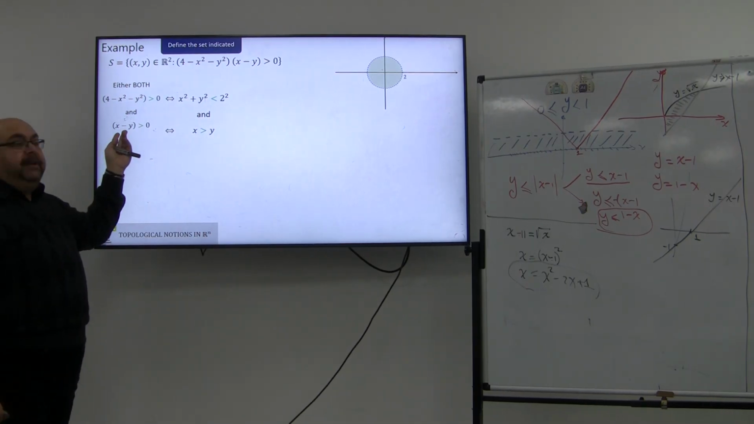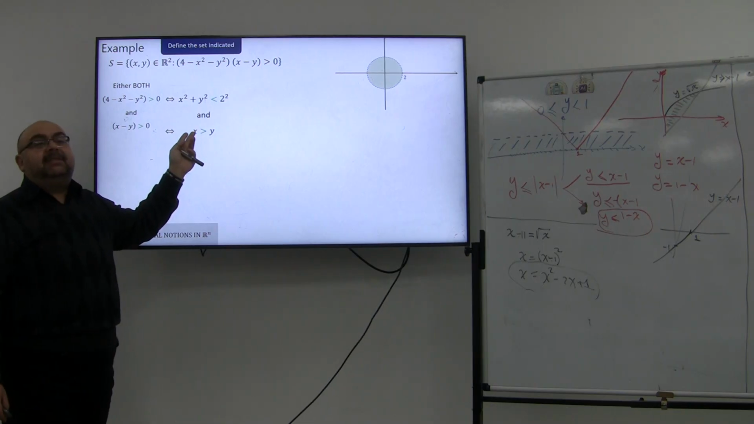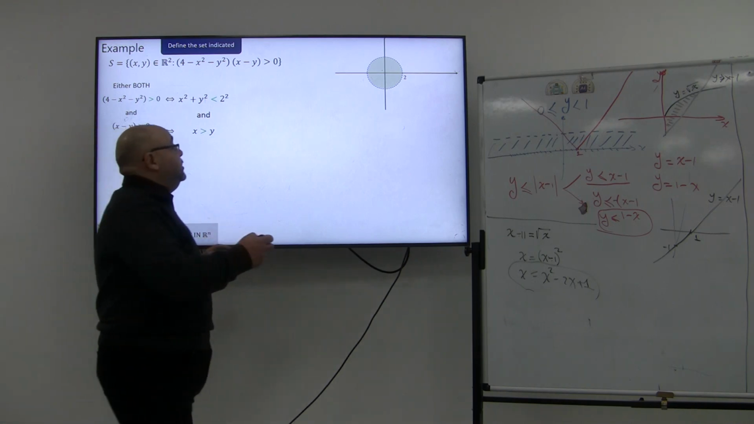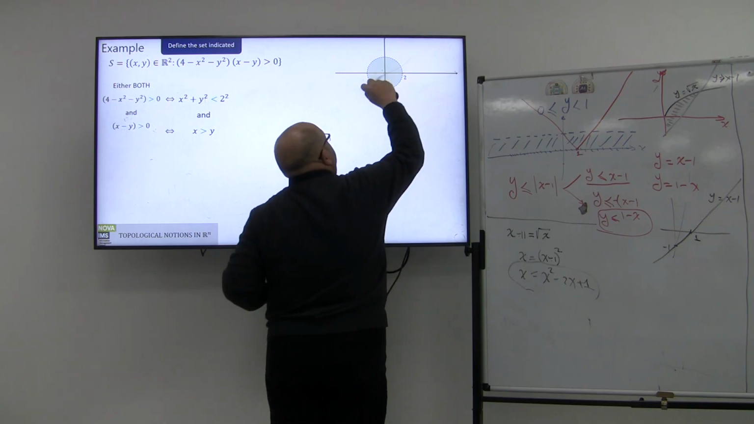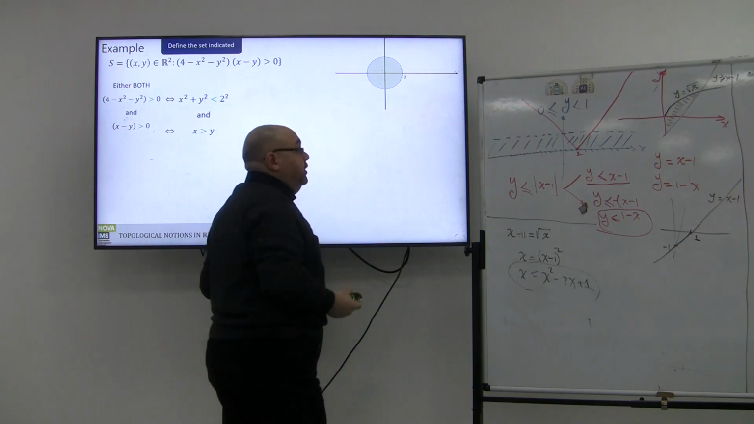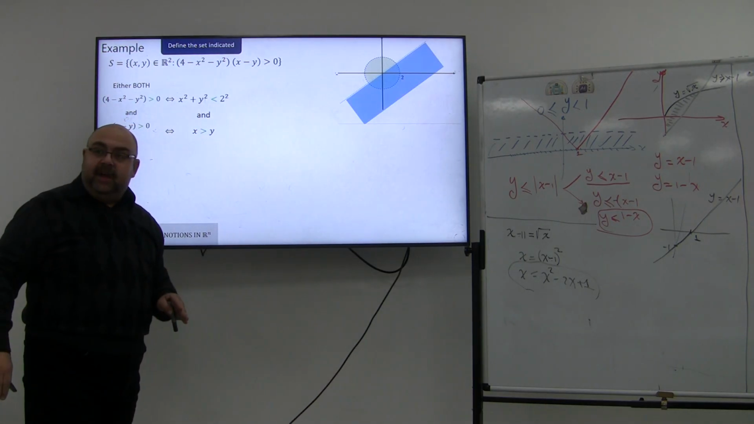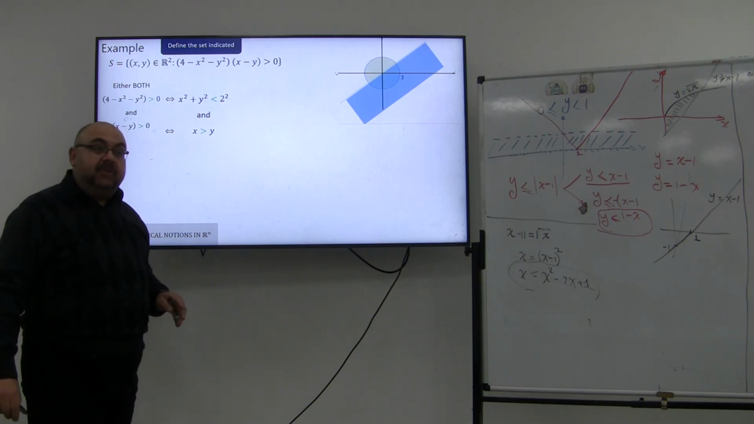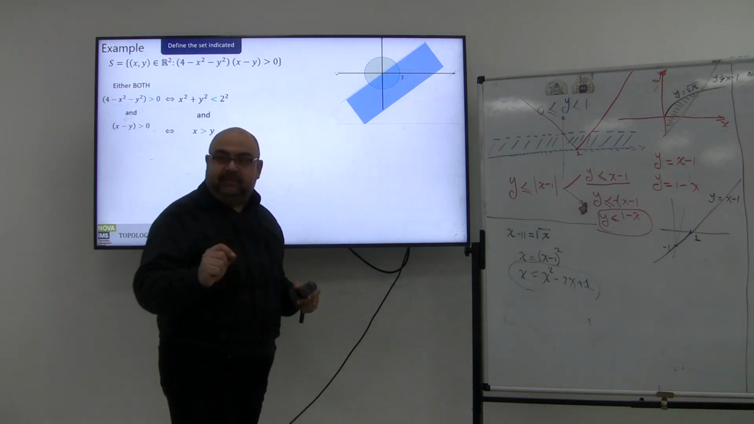Now let's go to x minus y. x minus y is greater than 0. When does this happen? It happens when y is less than x, or x is greater than y. First, this is y equal to x. That's the line y equal to x. I'm talking about y less than x, so it is the points down there, beneath this line. So for the first set, it's going to be the intersection. I need the positive points.